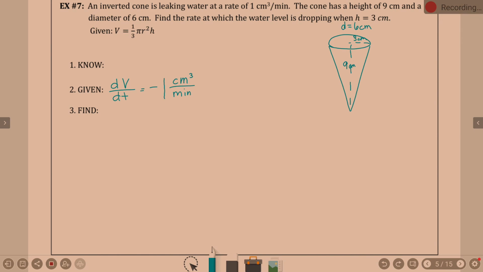Find the rate at which the water level is dropping when h equals 3. What did they ask me to find? When the water level is dropping, what is that? Derivative of height. So we're being asked to find dh/dt when h equals 3. And, hey, what's the volume of a cone?